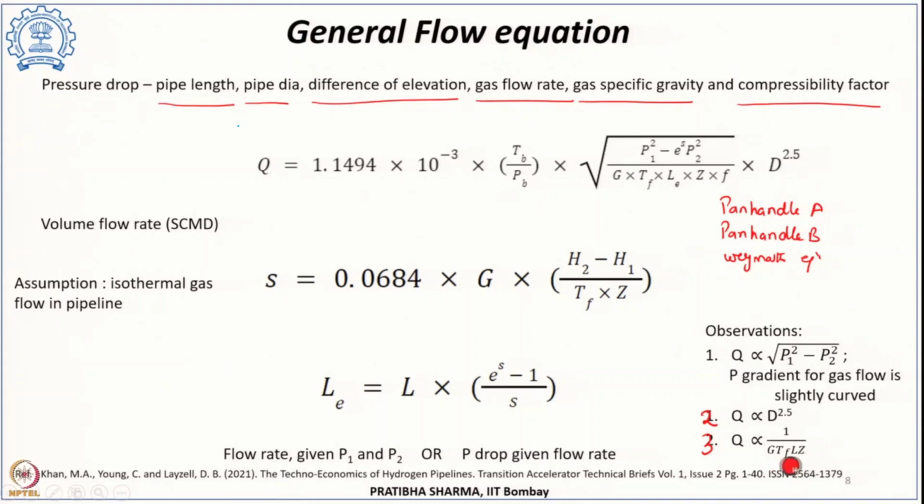So this is the one formula for volumetric flow rate. It will depend on pipe length, pipe diameter, difference in elevations, gas flow rate, gas specific gravity, and compressibility factor. All these factors you need for calculating the volumetric flow rate of hydrogen. Okay.